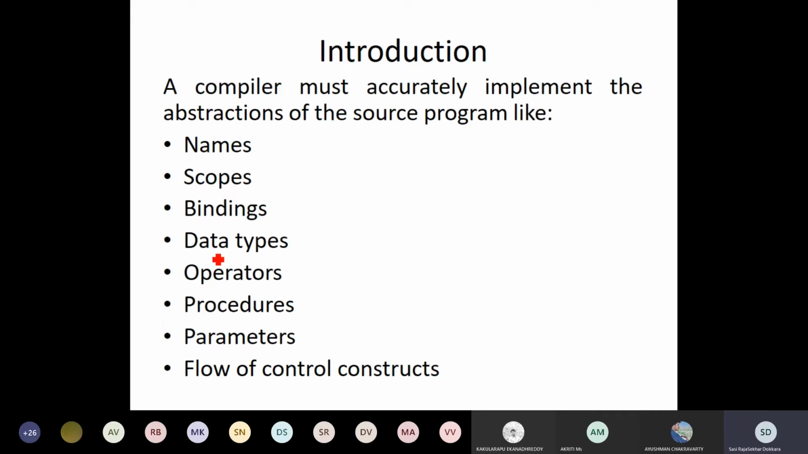It doesn't know what a data type is. It doesn't know what the different operators used in the programming language are. What is a procedure? It doesn't know. What are parameters? These are all things the runtime environment or the target language doesn't understand. So the compiler has to see to it that these abstractions created by the programming languages are implemented properly by the target machine. That is where the most important responsibility of the compiler exists.